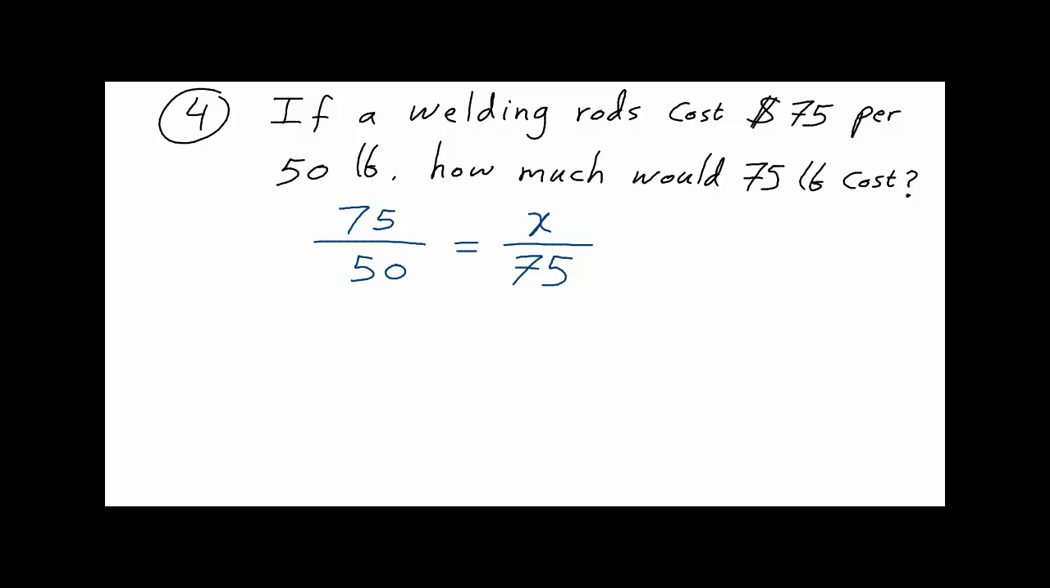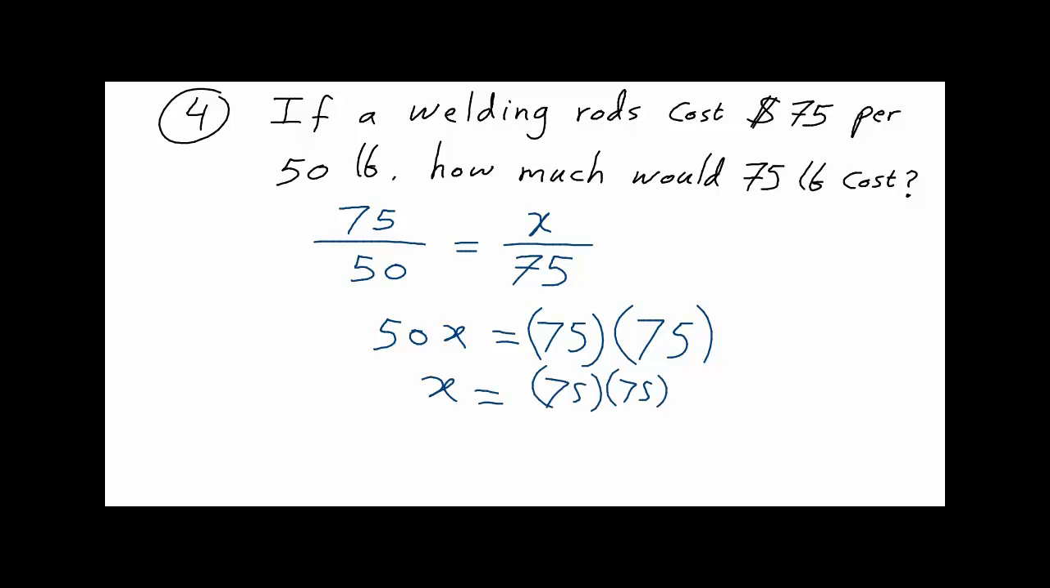To solve this proportion, we will multiply the means and make them equal to the product of the extremes. So 50x will be equal to 75 times 75, and x is going to be equal to 75 times 75, all divided by 50, and this is going to be equal to $112.50. By this, we reach the end of our lesson.